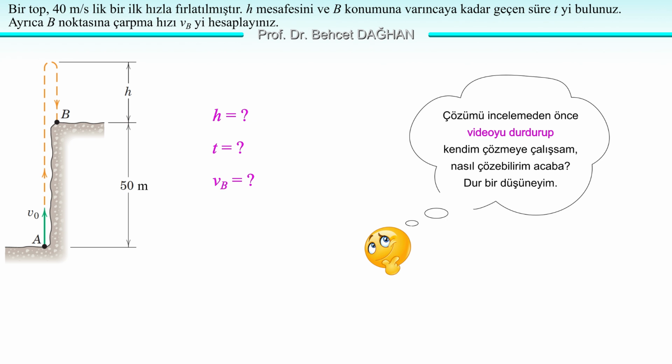So, what values will we find now? The distance h between the point where it returns and position B. The time t, from A to B. And the velocity Vb at which it hits B. We've been asked to find these three quantities.